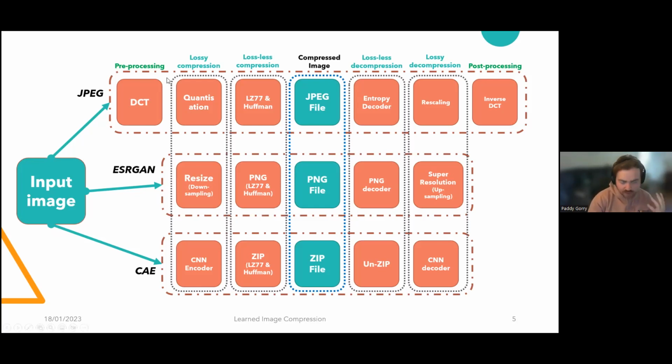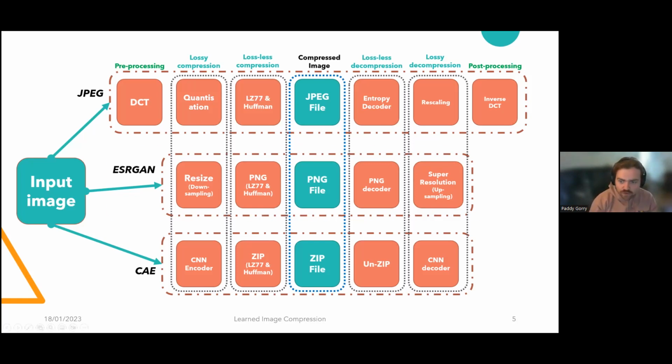Just starting with JPEG, we have some pre-processing with the DCT. There's some lossy compression and lossless compression with quantization and some LZ77 and Huffman. We end up then with our compressed image, which in this case is just a JPEG file, so .jpg or .jpeg or whatever. Then in the end, there's some lossless decompression with entropy decoding, and some lossy decompression with some rescaling, and a special post-processing step with JPEG, which is the inverse DCT. But as I said, we're not going to go through JPEG in too much detail.